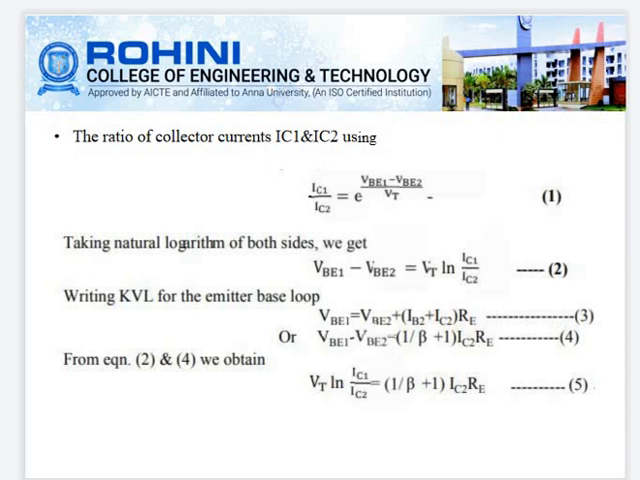The ratio of collector currents IC1 and IC2 is given by IC1 by IC2 equal to e power VBE1 minus VBE2 divided by VT. Taking the natural logarithm on both sides, we get VBE1 minus VBE2 equal to VT into ln of IC1 by IC2. Writing Kirchhoff's voltage law for the emitter base loop, VBE1 equal to VBE2 plus IB2 plus IC2 into RE. So VBE1 minus VBE2 equal to 1 by beta plus 1 into IC2 into RE. So VT ln of IC1 by IC2 equal to 1 by beta plus 1 into IC2 into RE.